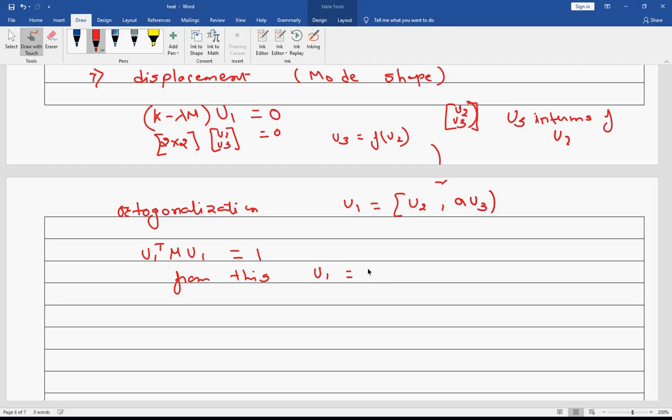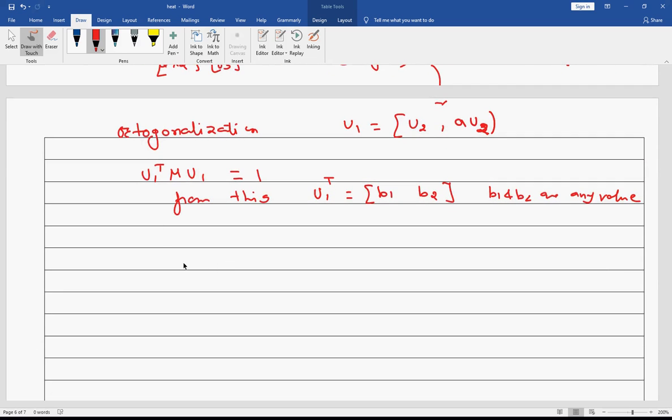From this you get U1 as, because now you will get a value of A U2, not U3. U3 will be A times U2. A is any value which is basically a function of U3. By solving this you get B1 and B2, and this is the transpose value. So B1 and B2 are any values. Here the evaluation will be done.